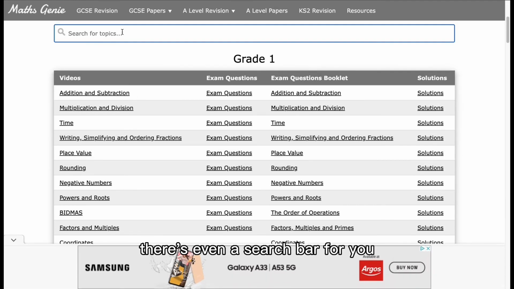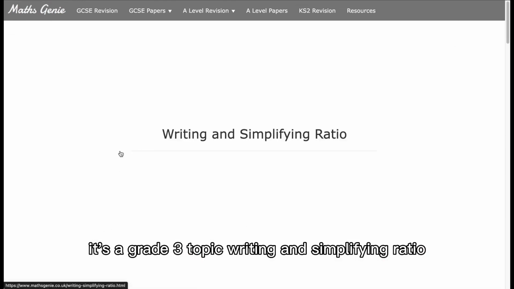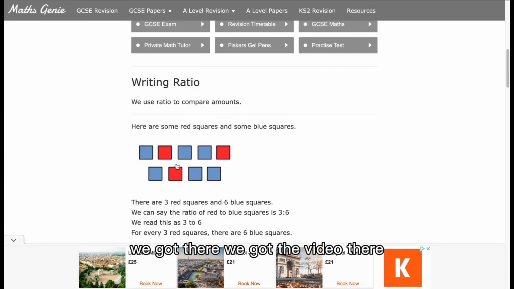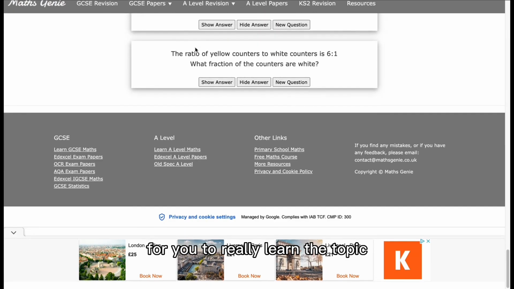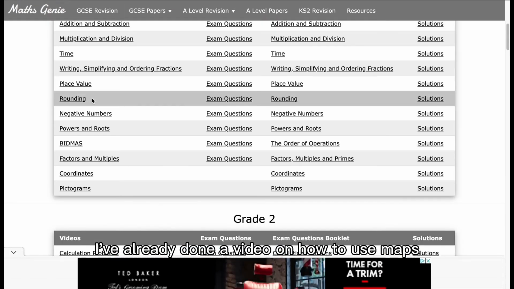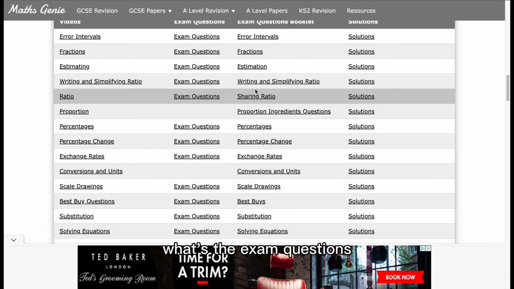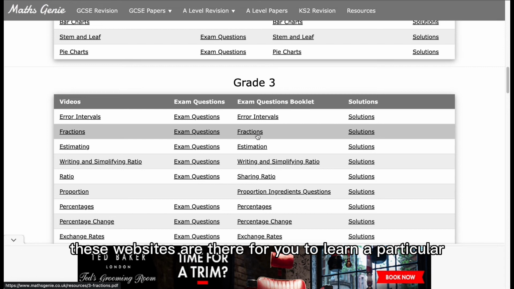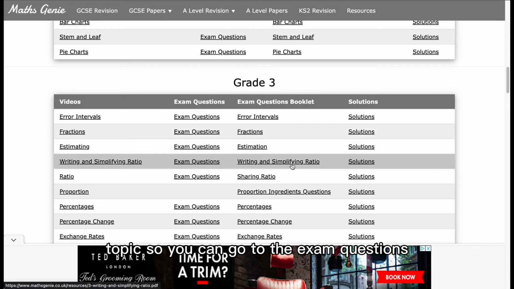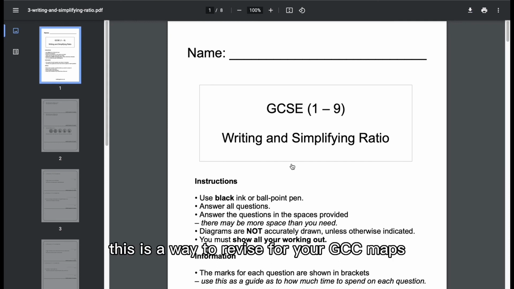So search for a topic, there's even a search bar for you. If you're looking at simplifying, how many do you have? 1, 2, 3. It's a grade 3 topic, writing and simplifying ratio. We got the video there, we got some notes there for you to learn as well. For you to really learn the topic, I've already done a video on how to use Maths Genie to revise, and then you got what? The exam questions, and learn the topic. These websites are there for you to learn a particular topic, so you can go to the exam questions, and this is a whole video. Whatever it is, this is a way to revise for your GCSE Maths.